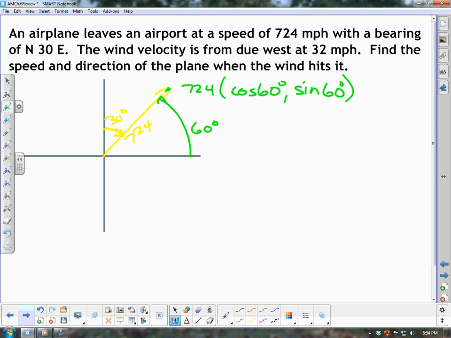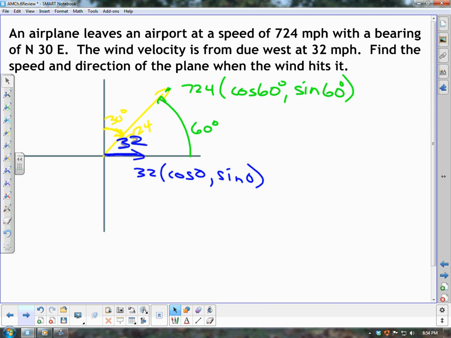It then says the wind velocity is from due west at 32 miles per hour. That's going directly like that at 32. We should probably move it over here so it's like this, 32 miles per hour. Well, we're going to have to shrink that because that's not geometrically correct. Let's put it in a darker color too. So that is the wind speed at 32. So this coordinate would be magnitude is 32, cosine 0, sine 0.